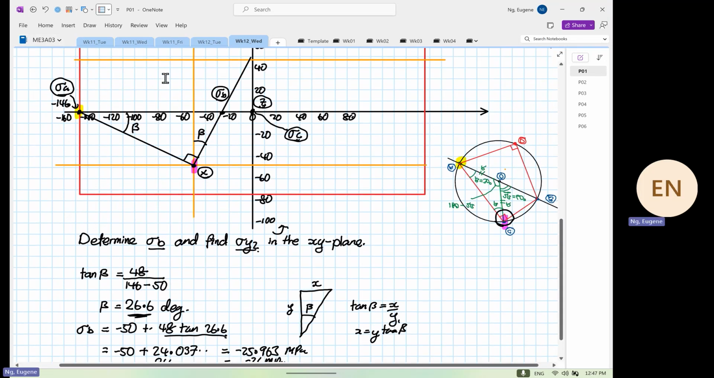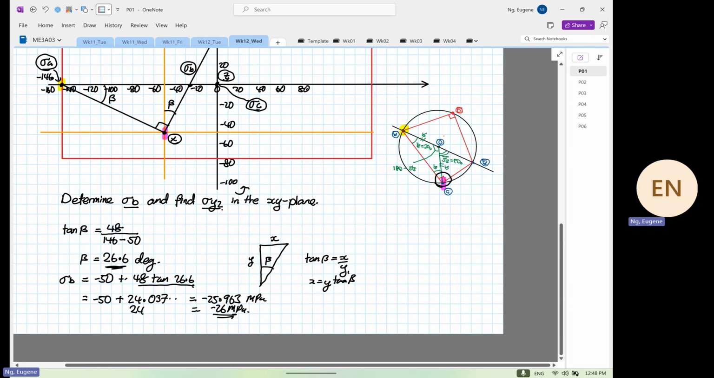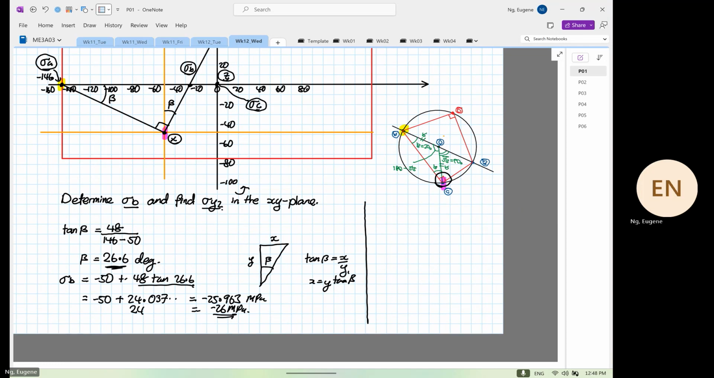So from here, we can calculate our stress average. The stress average for the XY plane will be equal to minus 26 plus minus 146, and the whole thing divided by 2. So minus 26 plus minus 146 divided by 2 is equal to minus 86 megapascal.